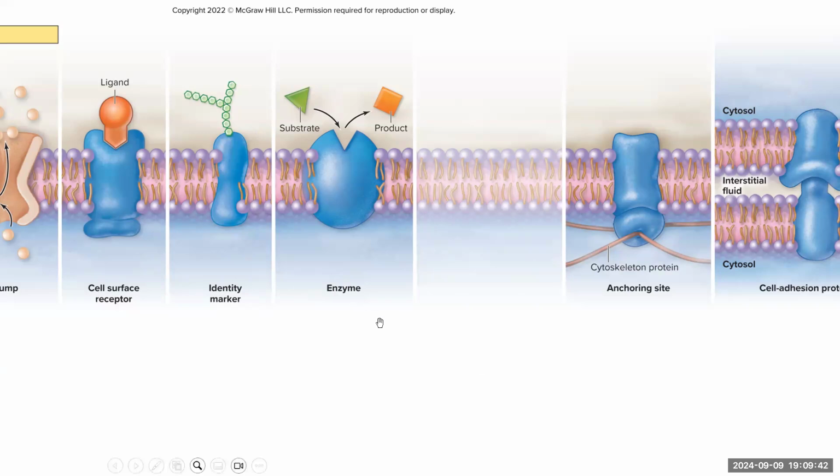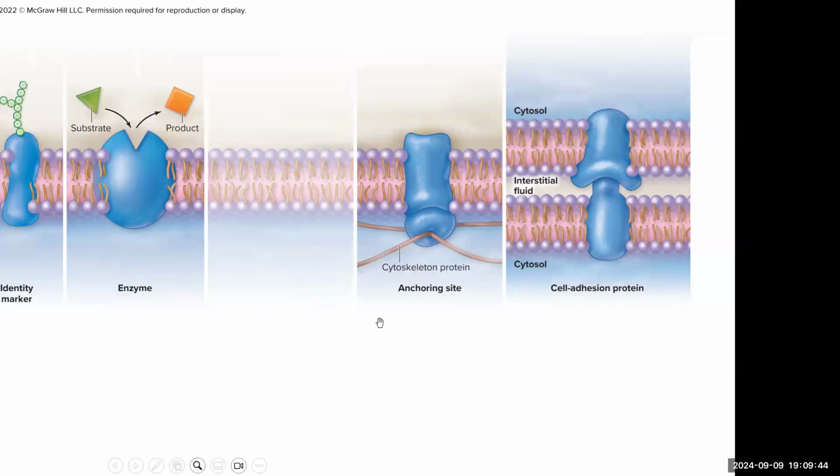And then you can see there's the anchoring site, with various parts of the cytoskeleton anchoring onto that protein. And here's our cell adhesion protein, which is just anchoring this cell to this other cell so they don't slide around.